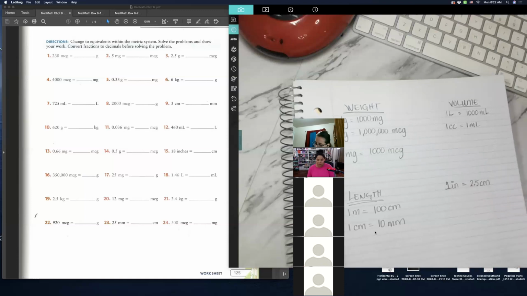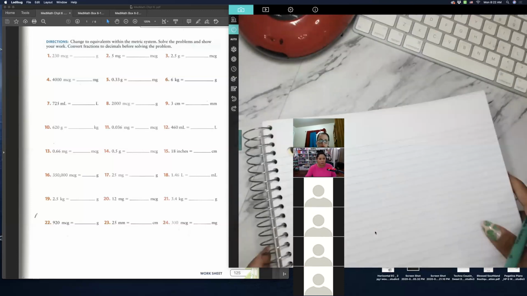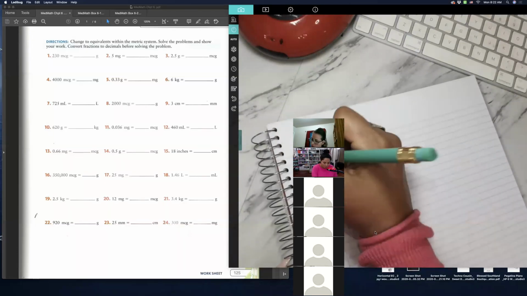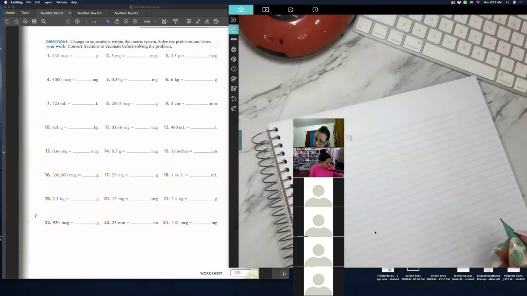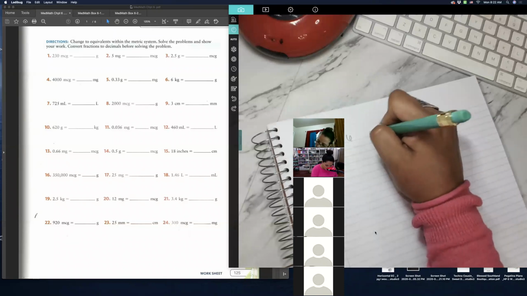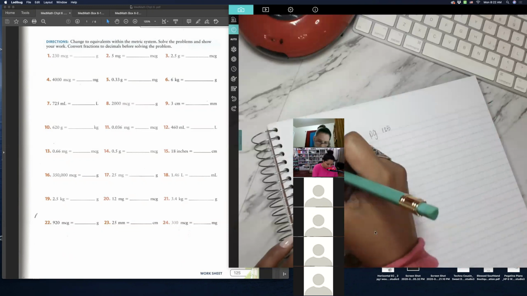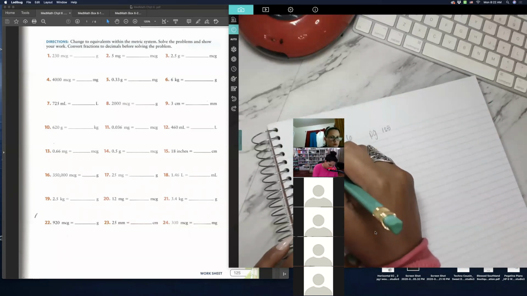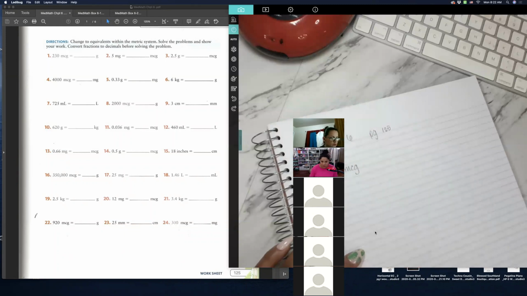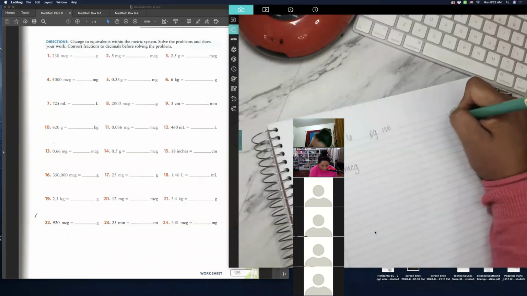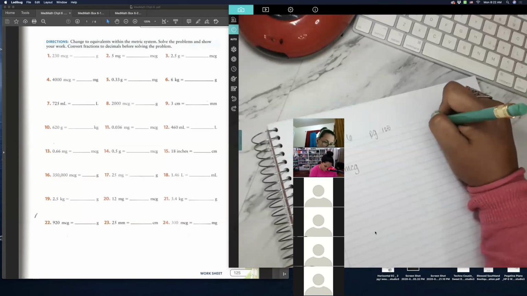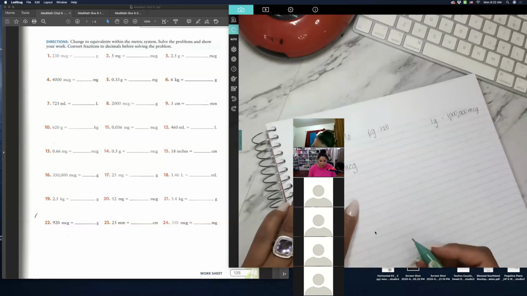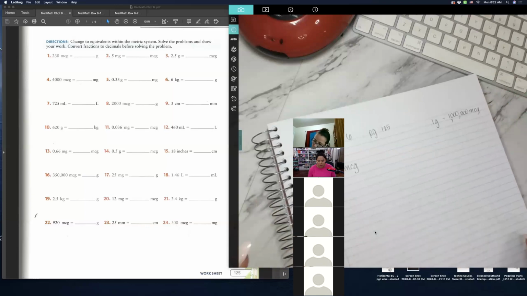Okay, so let's go ahead and just start working through some of these problems, okay? So number 1, chapter 6, worksheet is page 125. Okay, so number 1, it wants you to convert 230 micrograms to grams. So again, going back, I'm going to write some notes over here again. So 1,000,000 micrograms equal 1 gram.